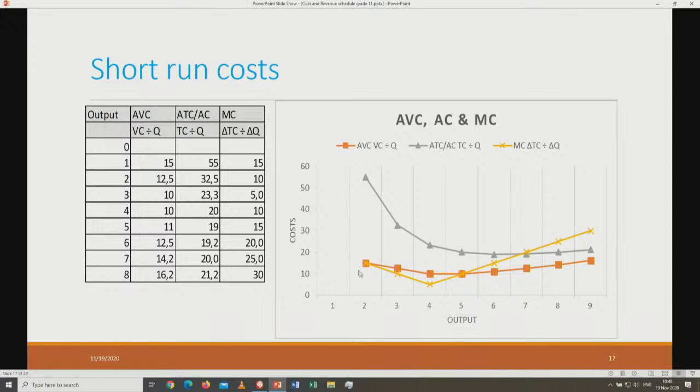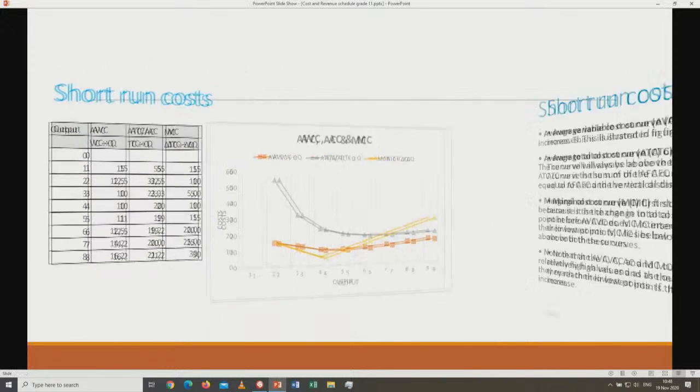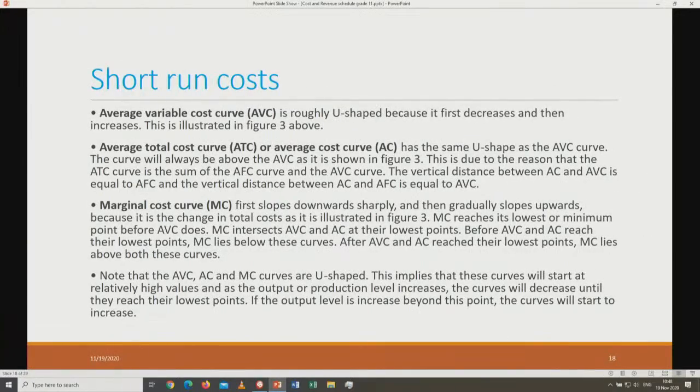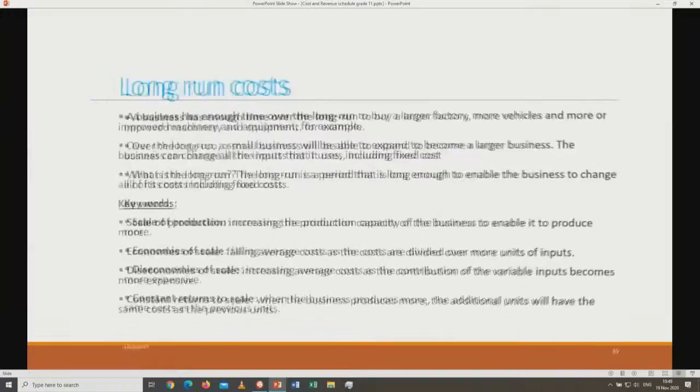The MC curve normally cuts both the AVC and the AC curve at their minimum point. It comes from below the two curves. So these are the cost curves that I wanted you to know, because you will need this information next year in grade 12. Let's continue to summarize now. We've talked about all these things.